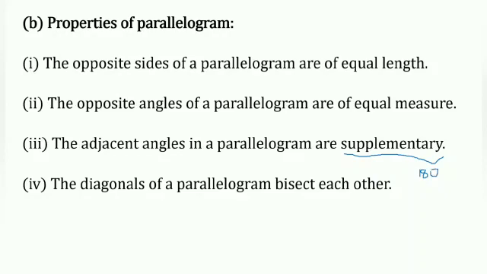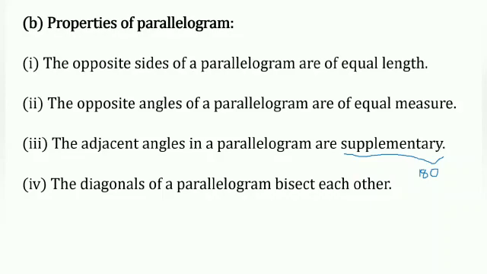So, two adjacent angles are supplementary, and the diagonals of a parallelogram bisect each other. That means when the diagonals of a parallelogram intersect, it will be at the midpoint. So we call them bisectors. The diagonals of a parallelogram bisect each other.